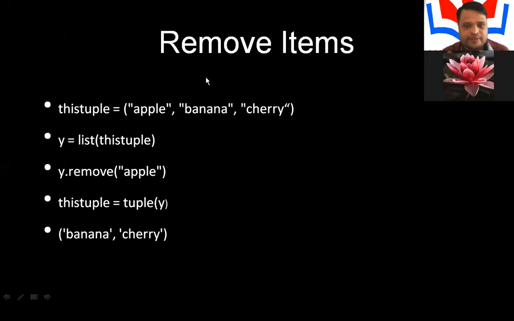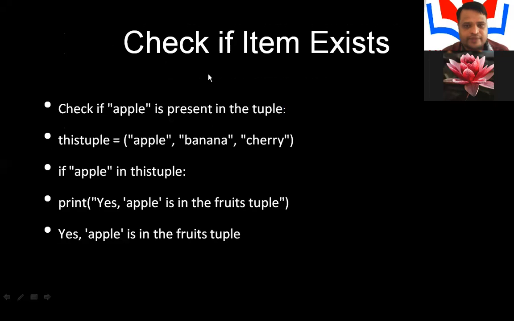Next we will have a discussion on how to check whether an element is present in a list or not. In this particular example, I want to check whether apple is present in the tuple or not. You can notice in this statement what the tuple name is. The tuple name here I have taken as this tuple, and apple, banana, and cherry are the elements.